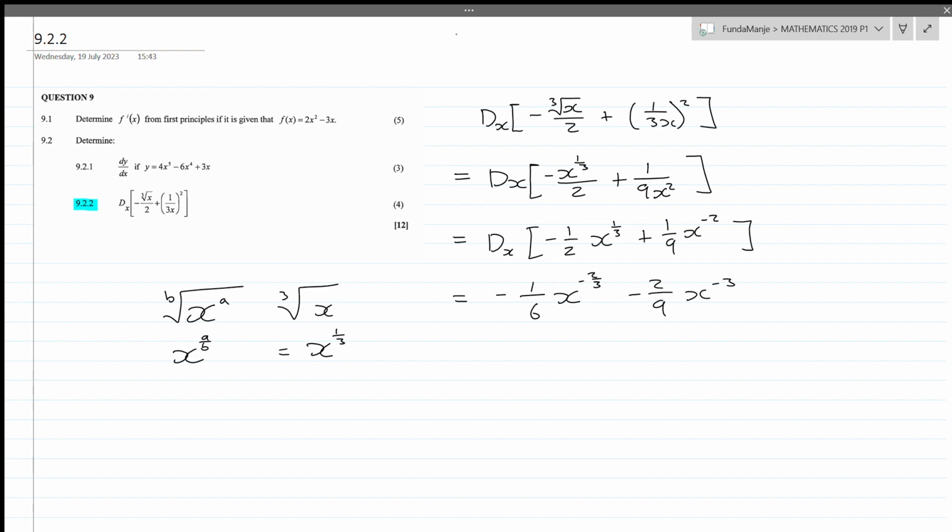And then I can simplify it even further, because most mathematicians don't like leaving their answers with negative powers. I'm going to do the inverse of what I did over here. So I'm going to have negative 1 over 6 times x to the power of 2 over 3. So I've taken this from the numerator to the denominator by changing the sign of the power. It was negative and now it is positive. And then I'll do the same thing here with the minus 2 over 9 x to the power of 3.